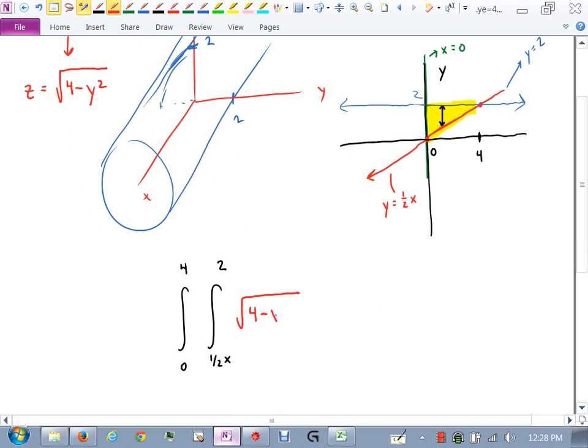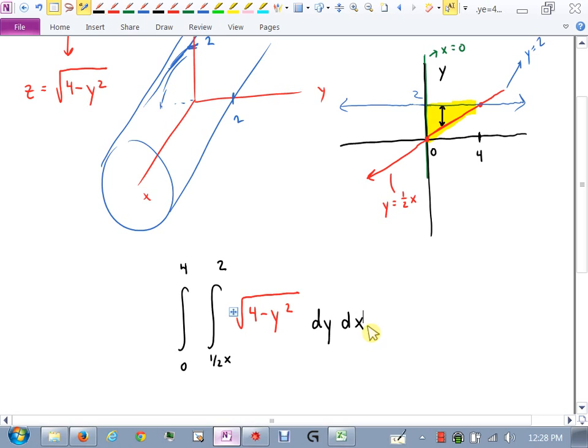D what? D what? dy dx? Yay or nay? Well, I said that it had to be top minus bottom. What was bottom here? 0, the ground, right? Z equals 0.